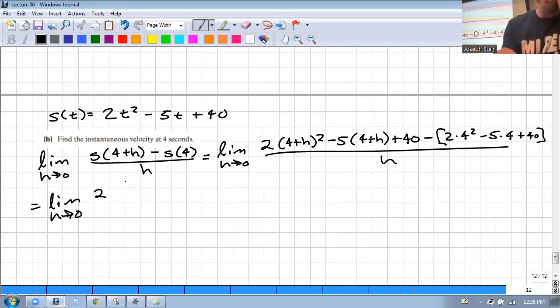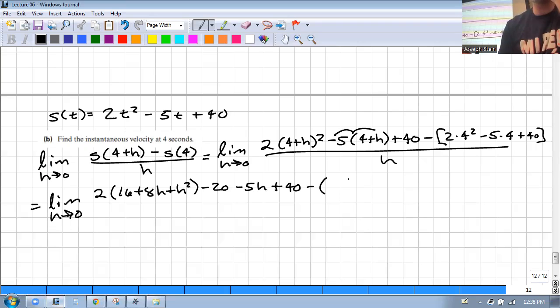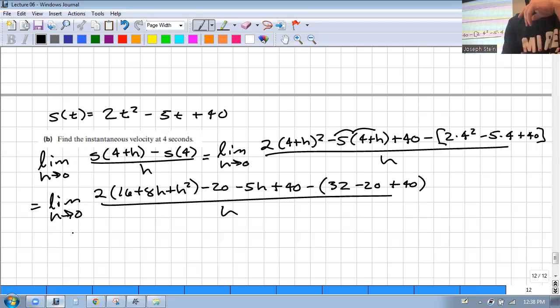So I have a 2 here, (4 plus h) squared. 4 squared is 16, twice 4h, and the h squared. Distribute this across. So minus 20 minus 5h. Plus 40 here. 4 squared is 16, times 2 is 32. 5 times 4, 20, and then 40, all over h.